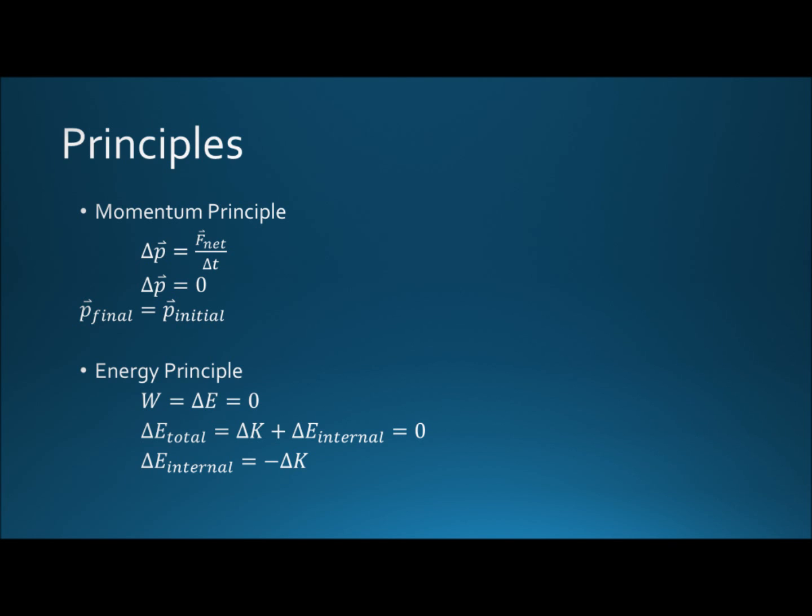The principle states that work equals the total change in energy, and we note that the total energy changes in this collision include changes in kinetic energy and changes in internal energy. Since the interactions between the system and the surroundings are negligible, the total change in energy is zero, meaning that the work done on the system is zero. Rearranging the energy principle, we get that the change in internal energy equals the negative change in kinetic energy.